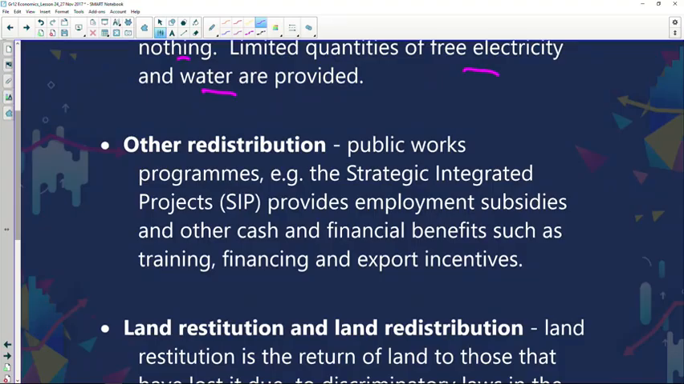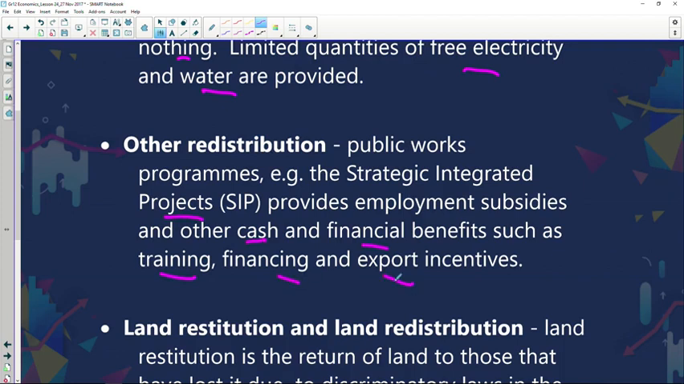Other redistribution includes public works programs, for example the Strategic Integrated Projects, the SIP, which provides employment subsidies and other cash and financial benefits such as training, financing, and export incentives.